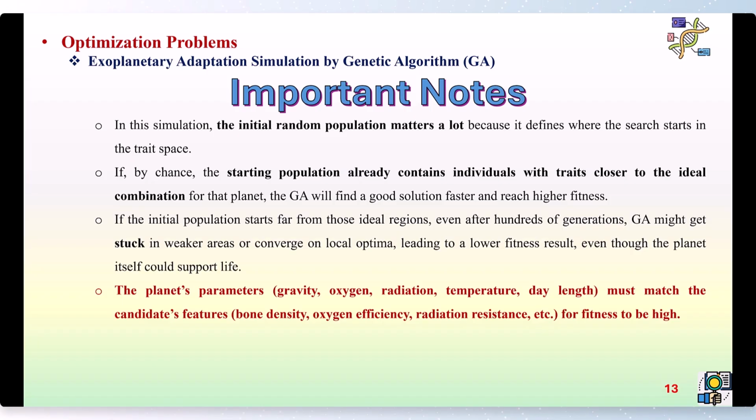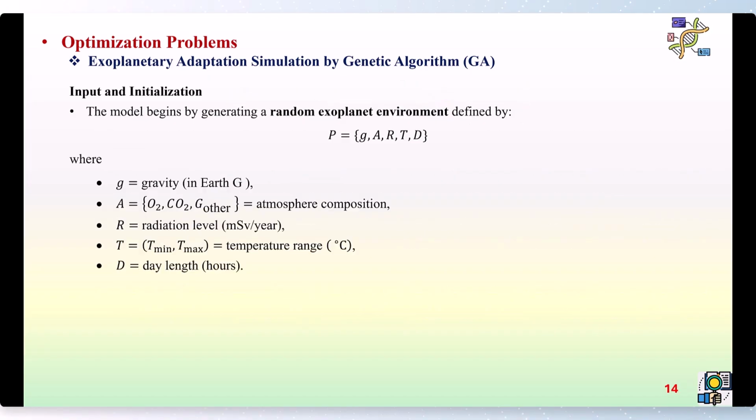The planet's parameters like gravity, oxygen, radiation, temperature, and day length must match the candidate's features, bone density, oxygen efficiency, radiation resistance, and more, for fitness to be high. And that is very important. So basically, the random features generated for the planet and for the bioorganism at the beginning of this simulation are so important, but you can change them and personalize them for any type of project you want. Now we are going to formulate the whole experiment or simulation mathematically.